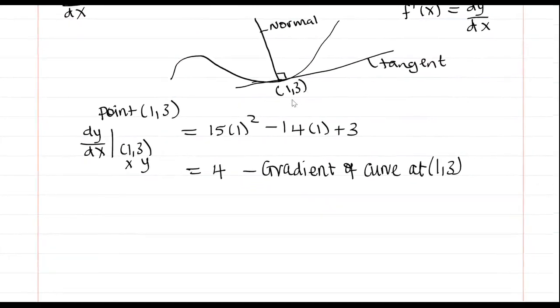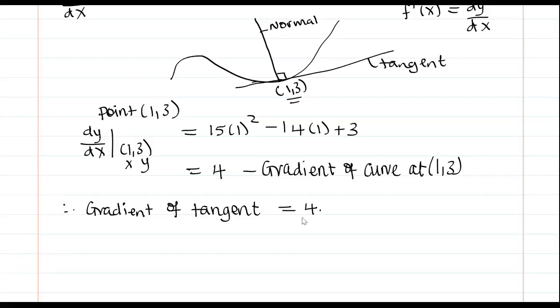At the point of tangency (1, 3), the gradient of the curve is the same as the gradient of the tangent, not the normal. So therefore, we can say the gradient of the tangent is 4, because they are the same as that of the curve at the point of tangency. So now we have the gradient of the tangent, 4.